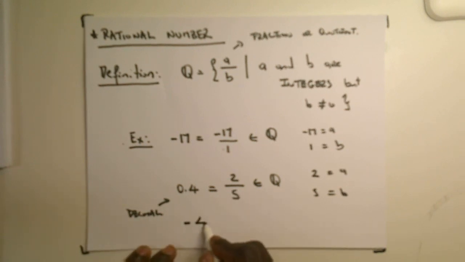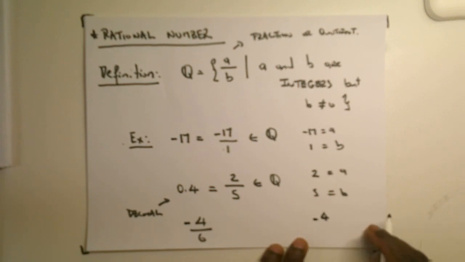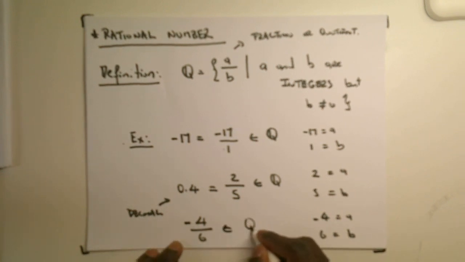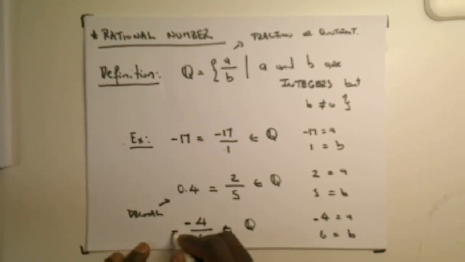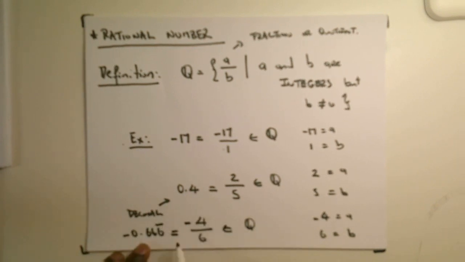Let's look at one more example, negative 4 over 6. Now, in fraction form we see that negative 4 is my A, and 6 is my B. This will be part of Q, and we will also see that this in decimal form can be rewritten as this.